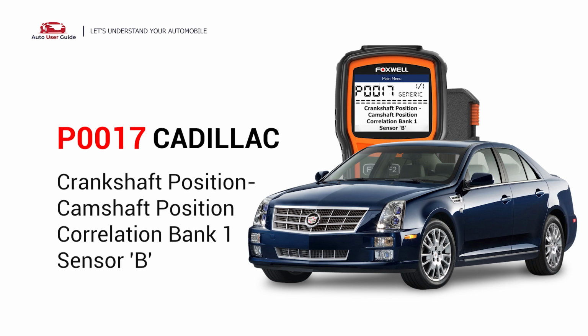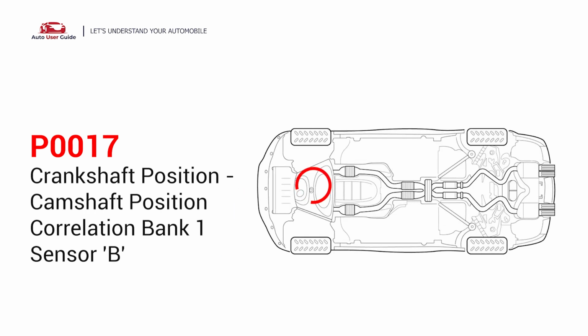This repair video for the P0017 error code is specifically tailored for Cadillac drivers. If your Cadillac is showing a P0017 code, this is for you. It indicates that the camshaft position sensor B for bank 1 does not correlate to the signal from the crankshaft position sensor. Under this circumstance, stop driving and repair your vehicle immediately.